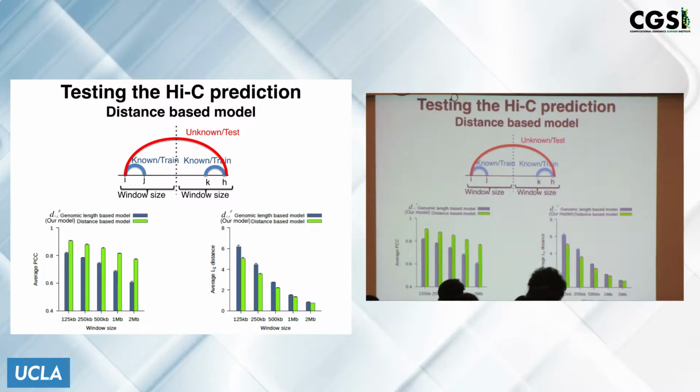So the green is the result that we get for our model's predictions, and the blue is what you get if you only use the known drop based on the distance for predicting the interactions. As you can see, our model does way better than the naive approach. This is the PCC result, and this is the L1 distance. Our model does way better for predicting interactions than the naive method of only considering the distance between i and j and trying to predict the Hi-C value.